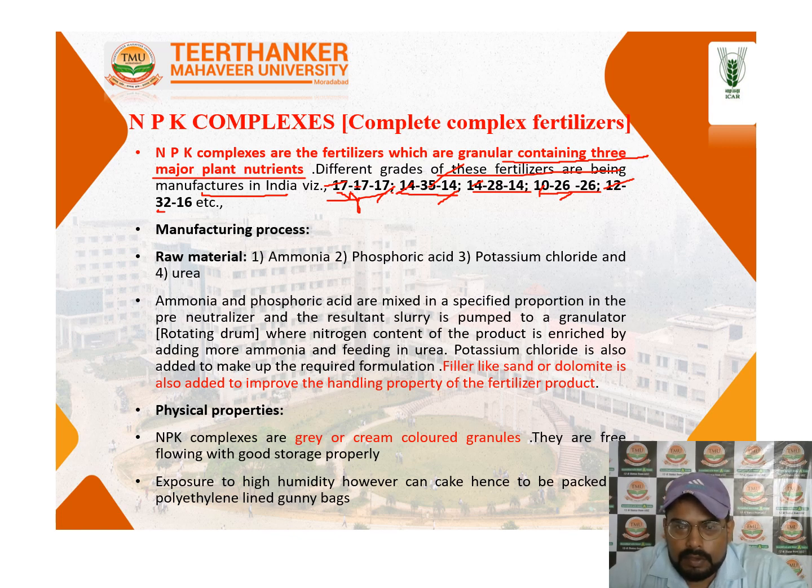Second is the manufacturing process. What is the manufacturing process of these fertilizers? First are the raw material requirements: ammonia, phosphoric acid, potassium chloride and urea. These are the major nutrient-containing materials. Ammonia and phosphoric acid are mixed in specific proportion and neutralized to form a slurry, which is pumped into rotating granulation drums. Nitrogen content is enriched by adding ammonia and urea. Potassium chloride is also added to make the required formulation, and filler sand and dolomite are a source of the filler.